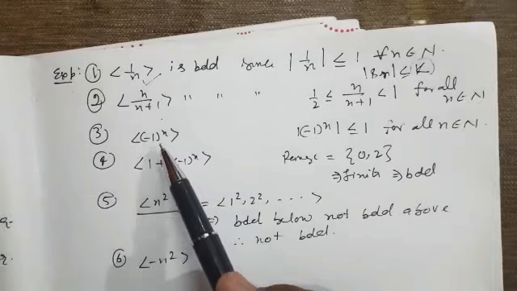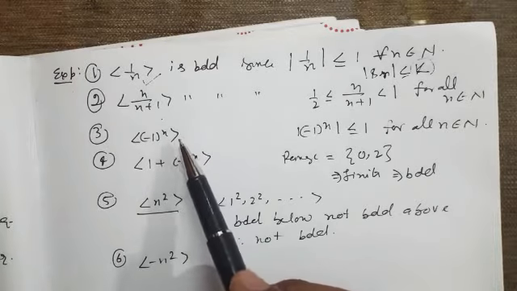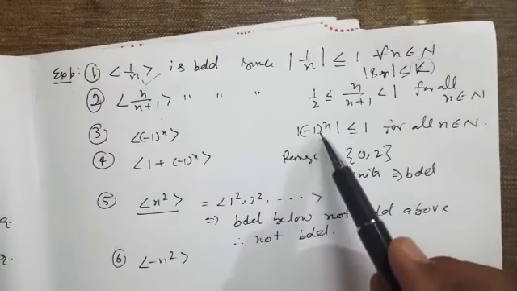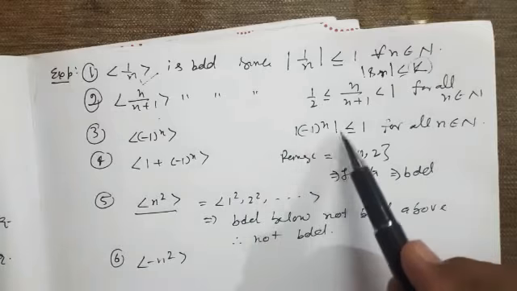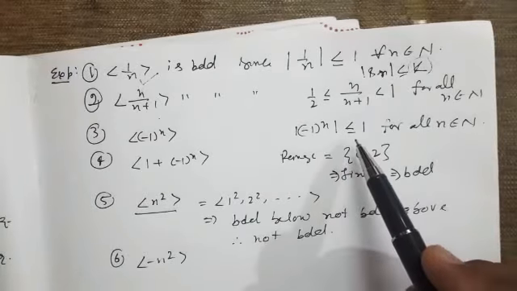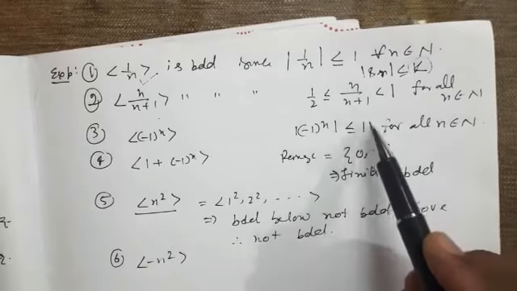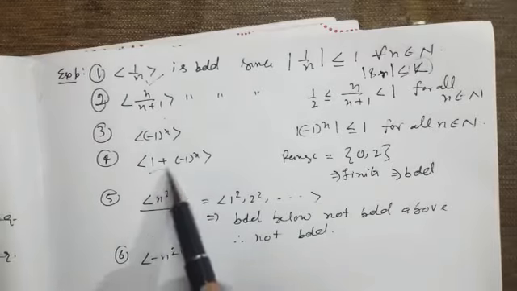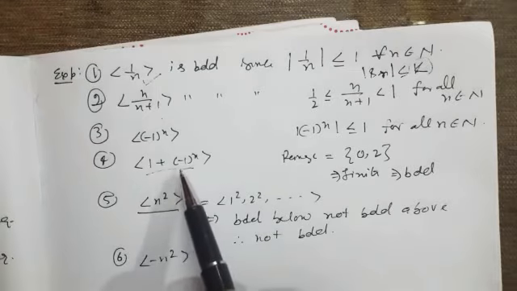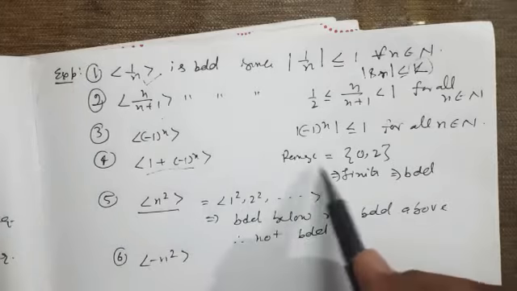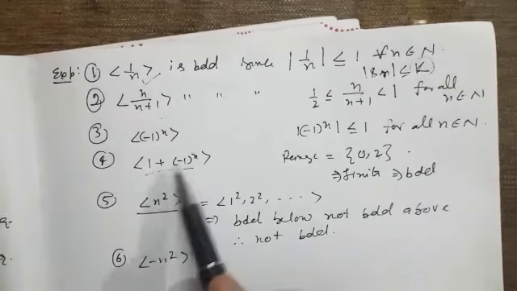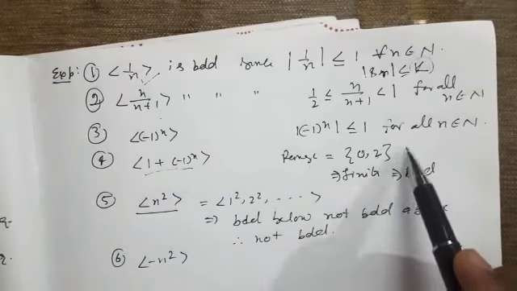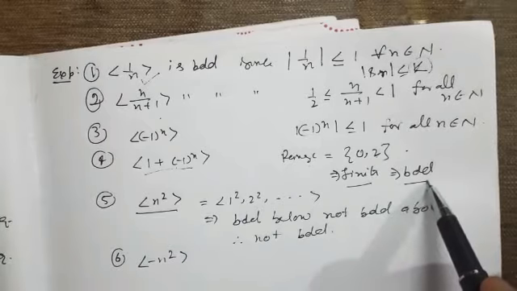If you take the example of minus 1 to the power n, it is always less than or equal to 1 in modulus, because there are only two elements, 1 and minus 1, and mod of both is less than or equal to 1. Therefore, with this definition, it is also a bounded sequence. What about this sequence? If you see the range set of this sequence, it will be 0, 2, because its every element is either 0 or 2. And this range set is a finite set, therefore the sequence is bounded.